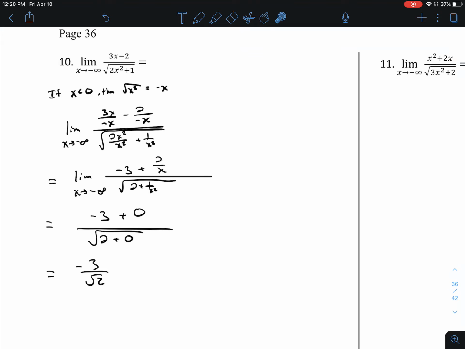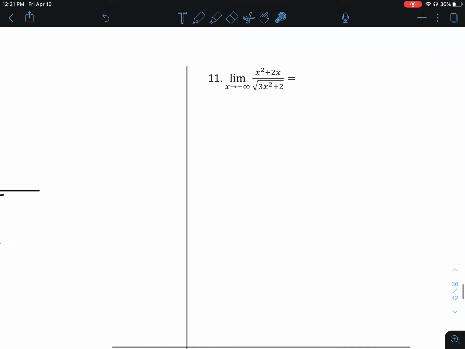Another way to look at it. If I put negative infinity into the top, it's going to be negative. 3 times negative infinity is negative, minus 2 is negative. If I put negative infinity into the bottom, a negative squared is positive. 2 times a positive is positive. Positive plus 1 is positive. Square root of positive is a positive. So you get a negative over a positive, which is going to make it a negative. This process right here will disappear once we learn L'Hopital's rule.